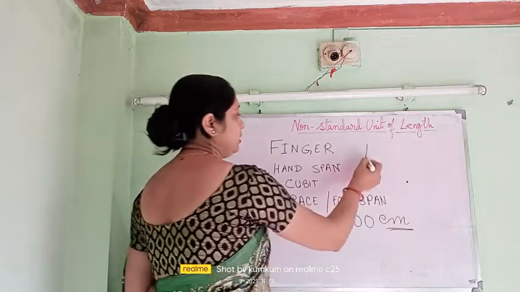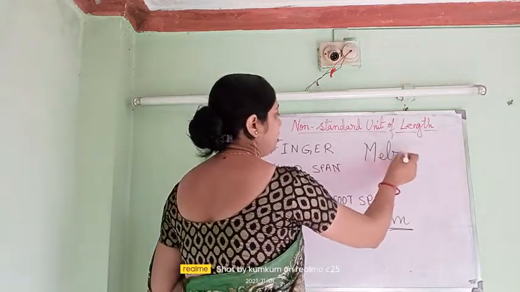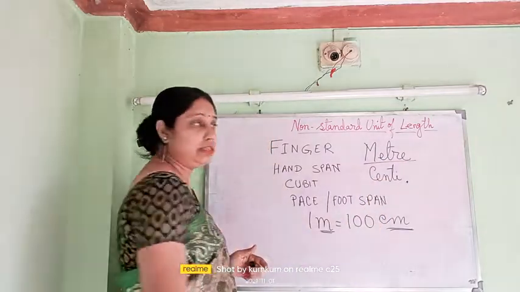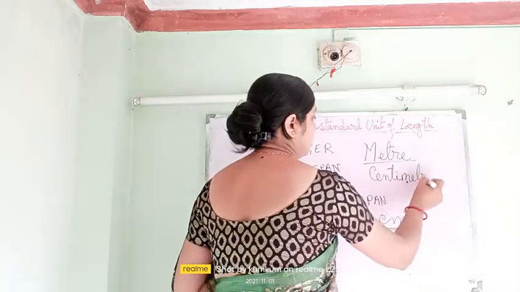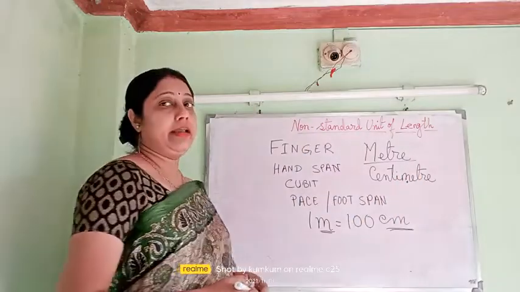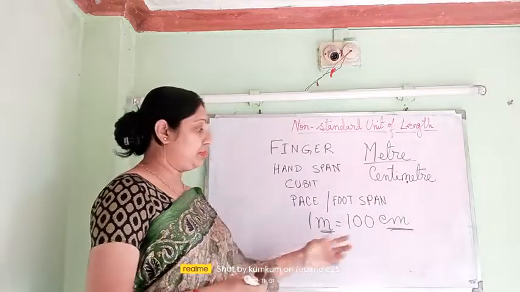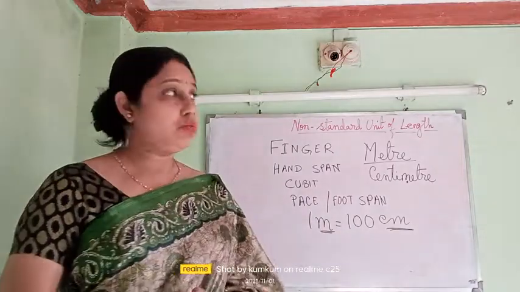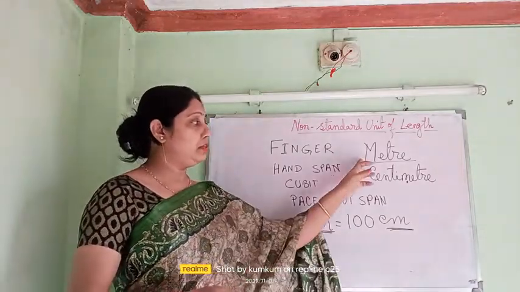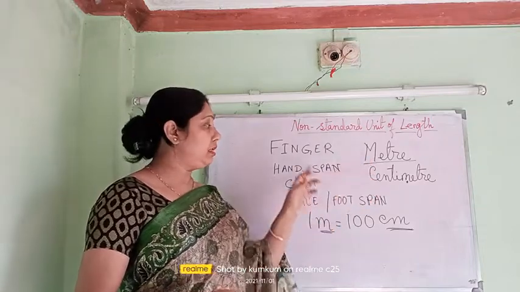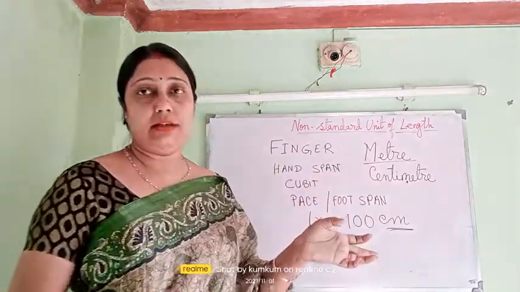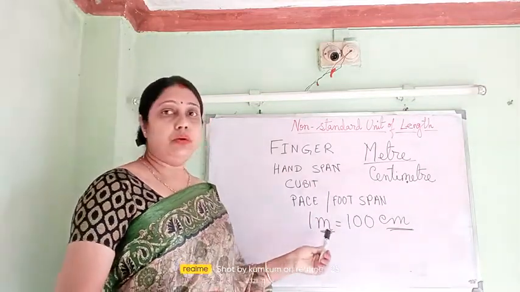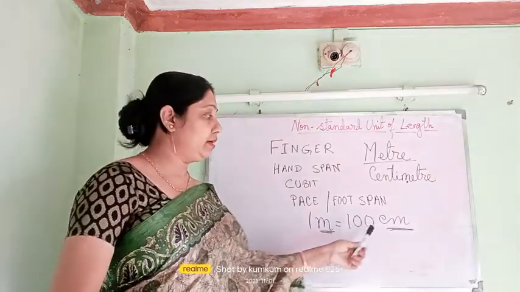So what is the spelling of meter? M-E-T-R-E, meter. And centimeter, C-E-N-T-I, centi, M-E-T-R-E, centimeter. And you should learn the measurement value, 1 meter equals 100 centimeter. So you should learn the spellings of meter, centimeter and the non-standard units of length, because it may come in your exam. And the value, 1 meter equals 100 centimeter.